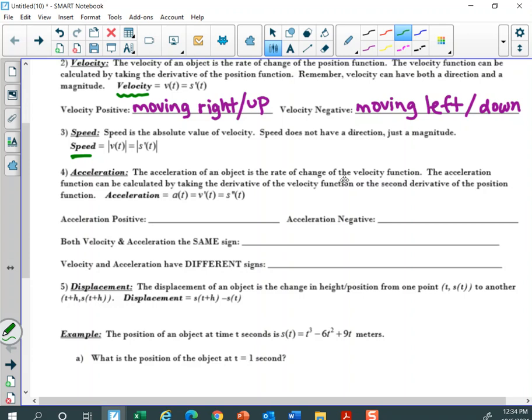Okay. The sign of acceleration is going to indicate how the velocity is changing. So when the acceleration is positive, my velocity is increasing. When my acceleration is negative, my velocity is decreasing.